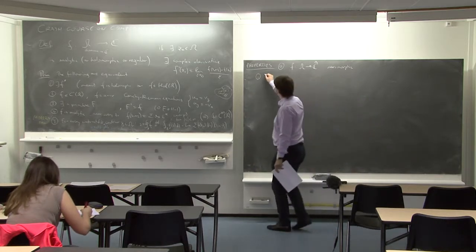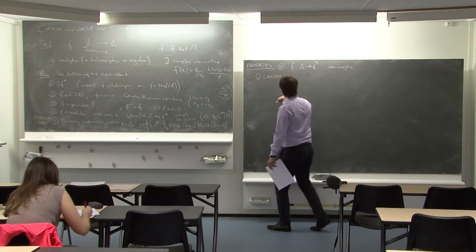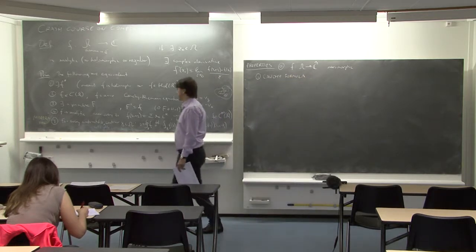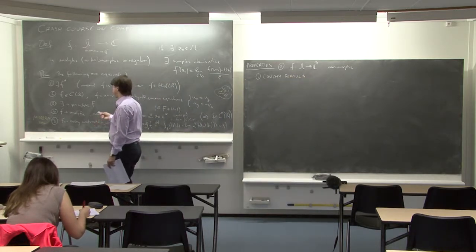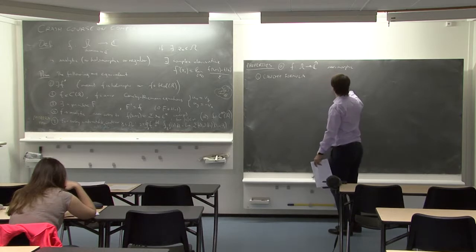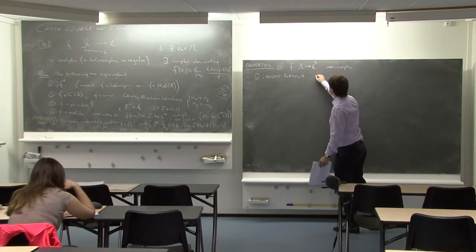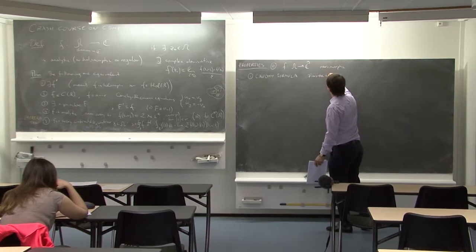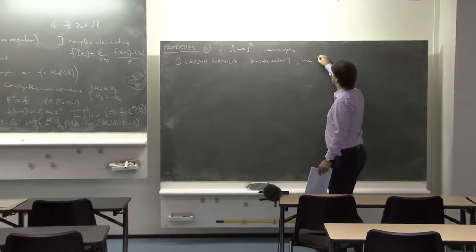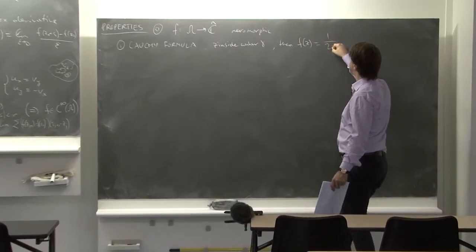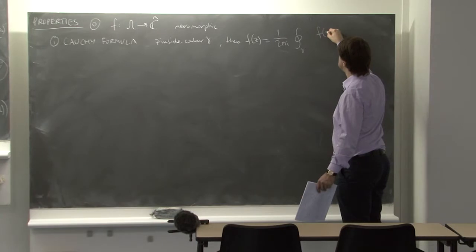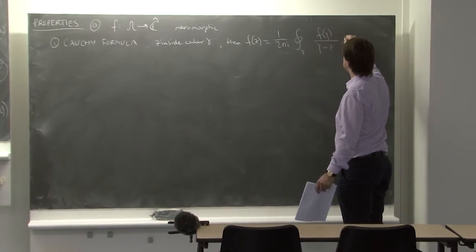Now basically the main thing is the Cauchy formula, and this is the thing which allows you to deduce that a function is analytic, for example. It says that if you have a contour gamma, and z is inside contour gamma, then f of z is equal to 1 over 2 pi i times the contour integral over this contour gamma of f of zeta over zeta minus z d zeta.